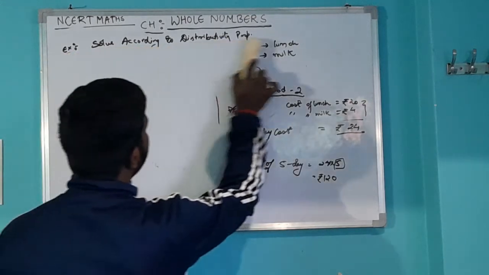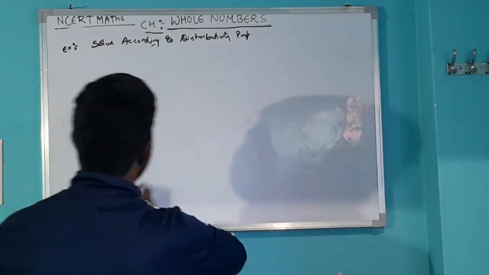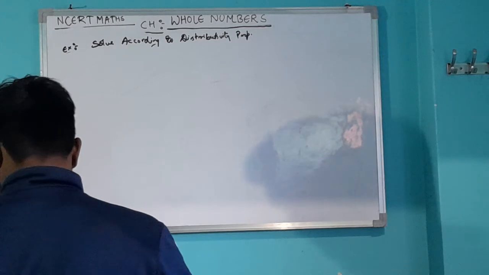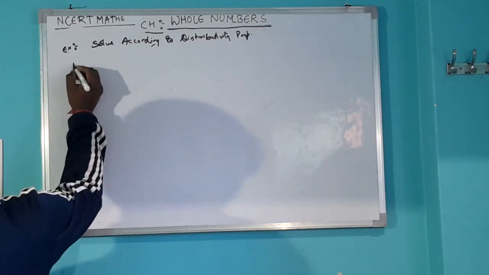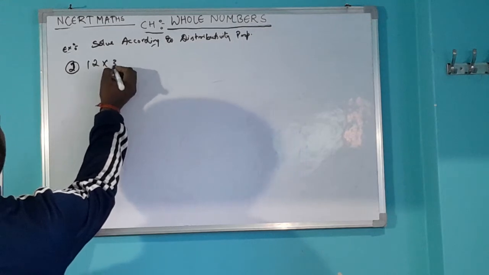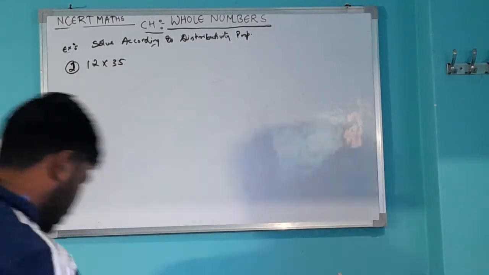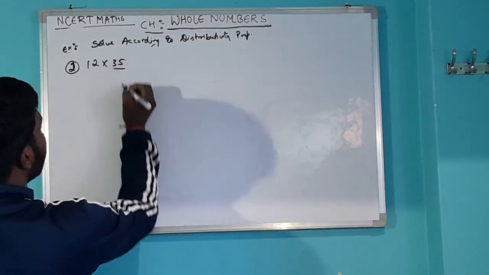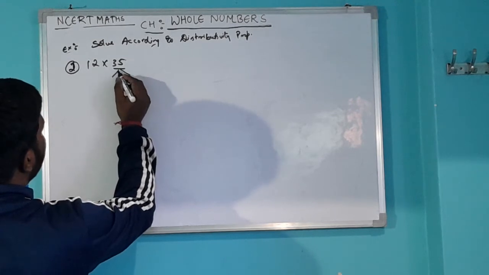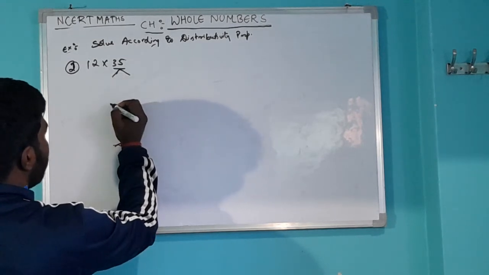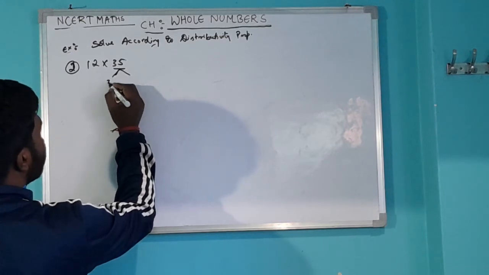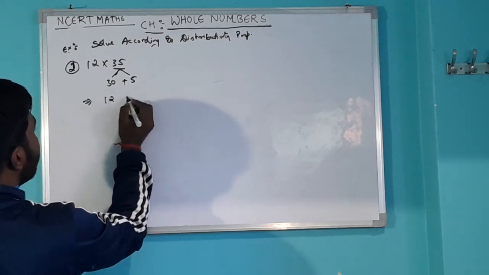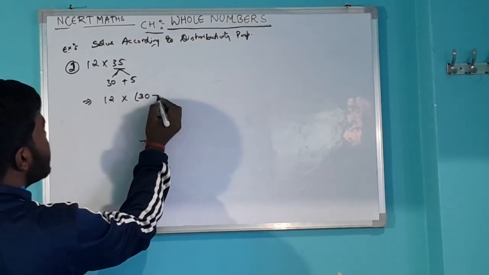Let's solve our next example, which is again based on the distributive property. It is a product sum, 12 into 35. We need to simplify it first according to our distributive property. When the second number is given, always try to take it in nearest 30 form, which is easier to multiply, so we write 35 as 30 plus 5. Then we write it as 12 into (30 plus 5).